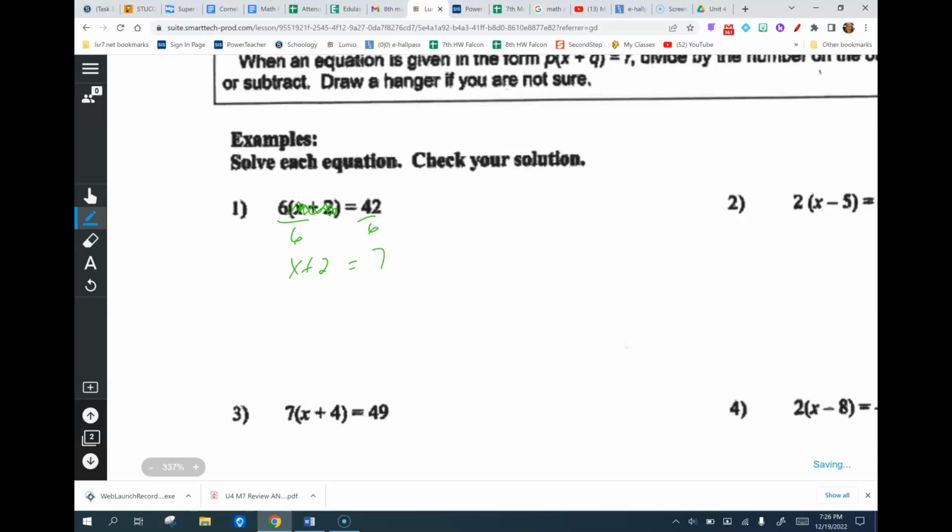So if we just treat it like, well, this is 6 times something. So if I can just get rid of that 6 by dividing, then of course I have to get rid of the 2, so I subtract and I get x is equal to 5. That's one way to do it.